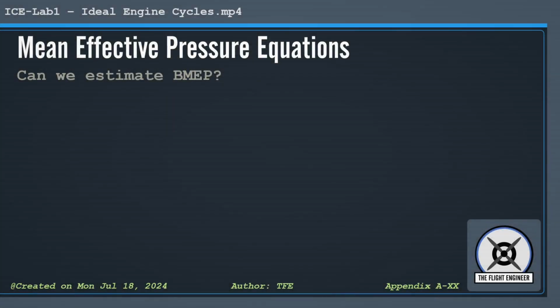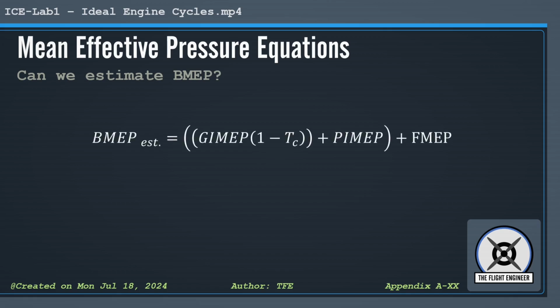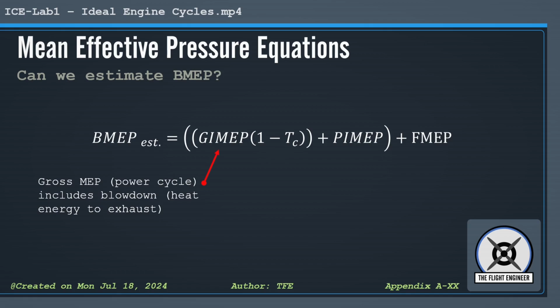So, can we estimate brake mean effective pressure? Well, we can certainly give it a shot, and here's my best guess. We're first going to take gross indicated mean effective pressure. This is just the power cycle part of the ideal cycle. We're going to take all that and multiply it by 1 minus the thermal coefficient. This is going to simulate the power cycle losing heat to the coolant.